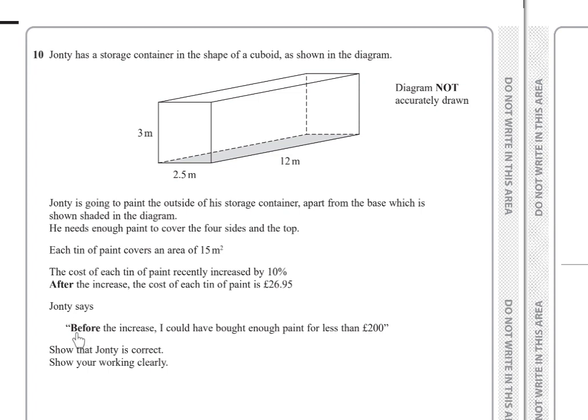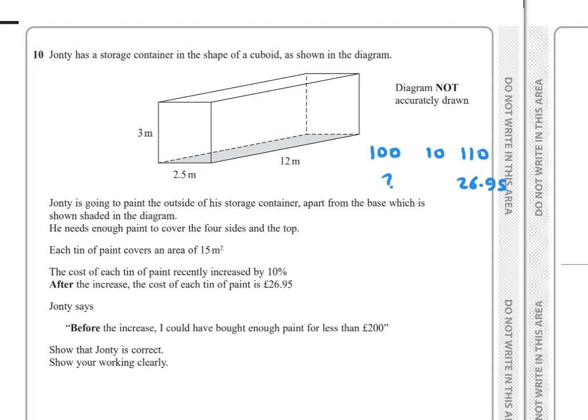Jonty says, before the increase, I could have bought enough paint for less than £200. Show that Jonty is correct. Show your working clearly. So we need to find the cost before the increase. Before the increase, we can find the cost for each 10 increased by 10%. So it was 100 increased by 10, now 110. After the increase, the cost of each 10 is 26.95.